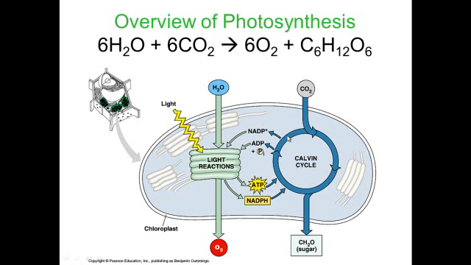The formula for photosynthesis, and yes, you do have to know this, is 6H2O plus 6CO2 yields 6O2 and glucose, which is C6H12O6.